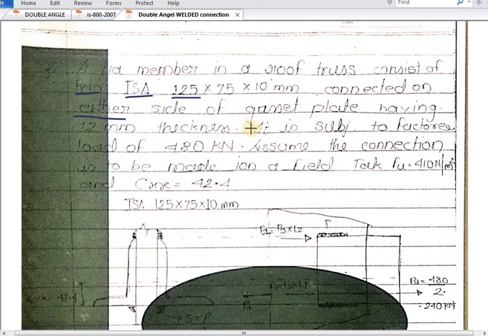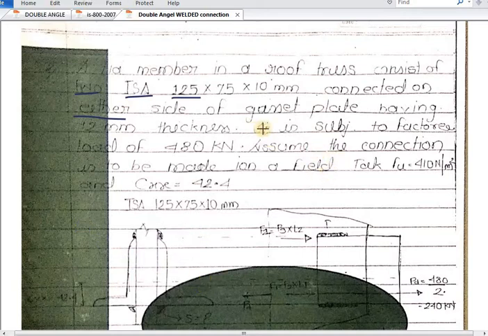It is having 12. What about the thickness of angle section? It is 10. These are the two thicknesses. This is also 10 and this is also 10. Okay. This is also 10, but this size is 12 mm. Okay, this size is 12 mm. This size of gusset plate is 12 mm.